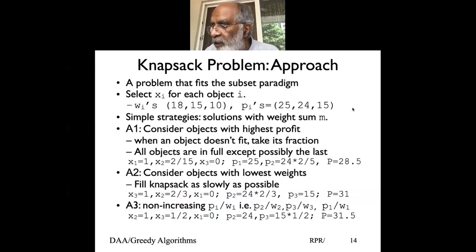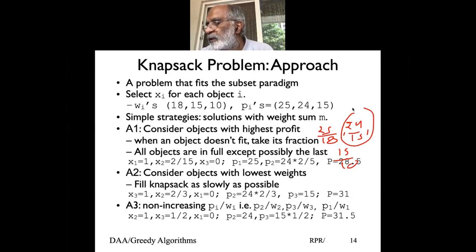So look at P2 by W2, P3 by W3, P1 by W1. P1 by W1 is 25 by 18, P2 by W2 is 24 by 15, and P3 by W3 is 15 by 10. So this gives you your maximum value, and this is the next highest. So my sorting order is, first P2 by W2, second P3 by W3, third P1 by W1, and I pick in that order.